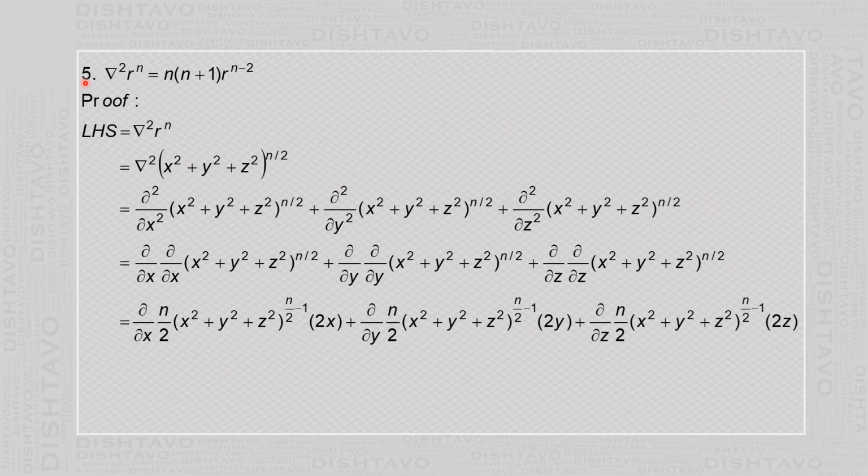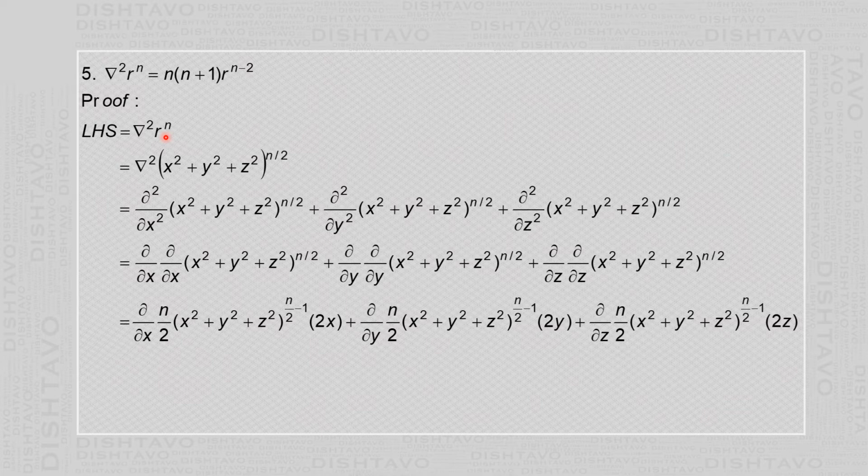The fifth identity is del square r raised to n equal to n into n plus 1 r raised to n minus 2. Now del square r raised to n means the Laplacian of this scalar function r raised to n, and we have to prove that it is equal to n into n plus 1 r raised to n minus 2. So let us start with the left hand side, which is del square r raised to n.